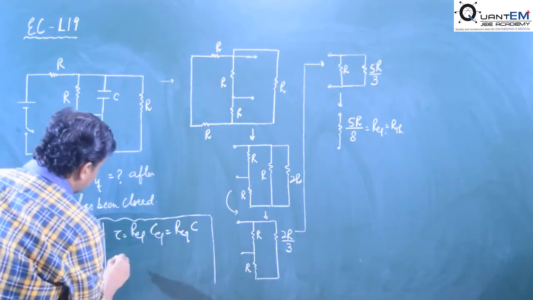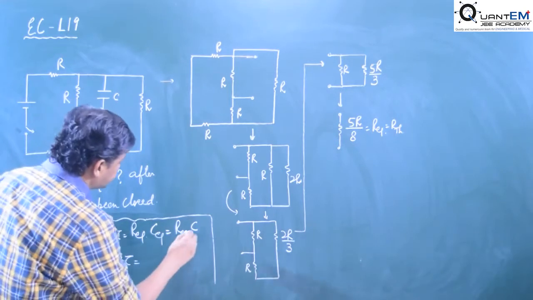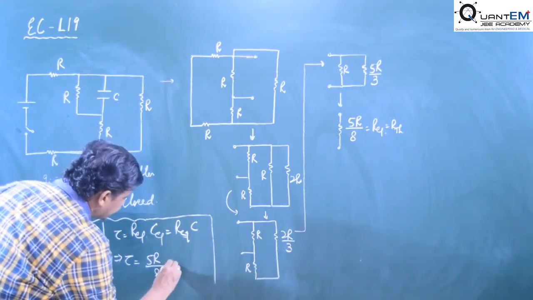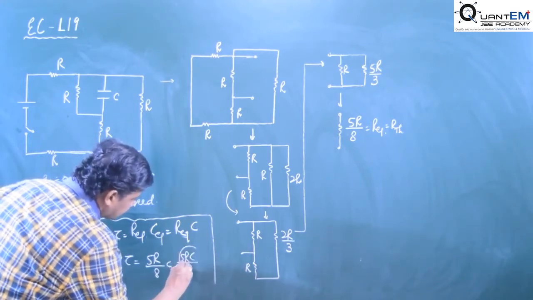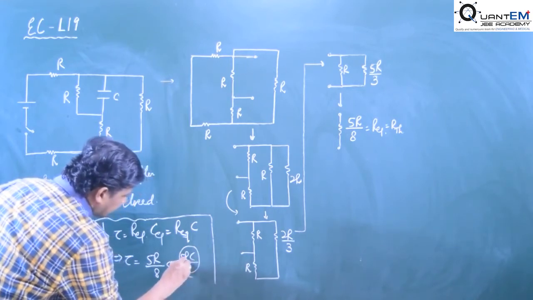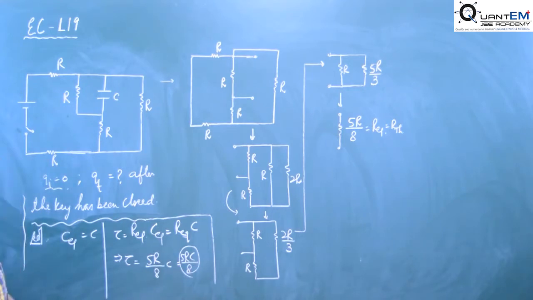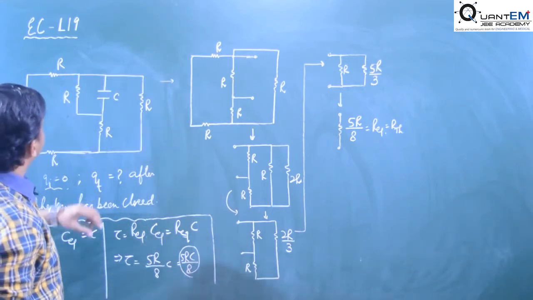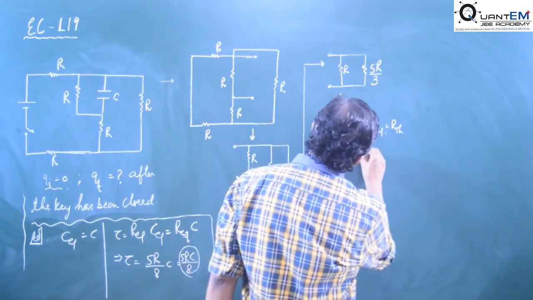Now put this value here. So time constant for this circuit we have what? 5R by 8 into C, that is 5RC divided by 8. That is the time constant for this circuit. Now what we have to get? We will have to get the potential drop across the capacitor. Now we come to the steady state circuit.